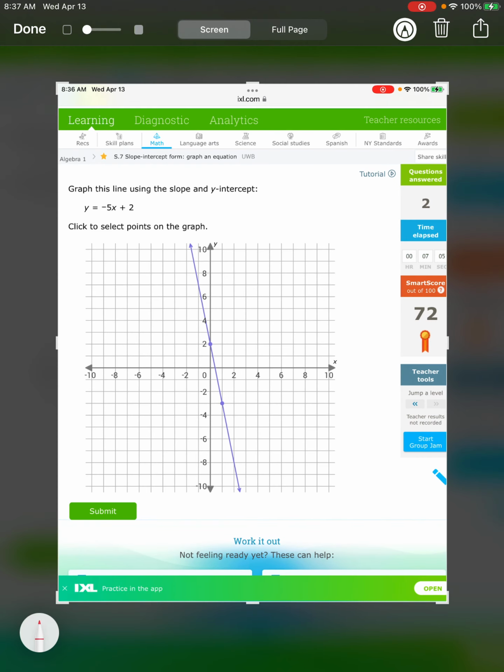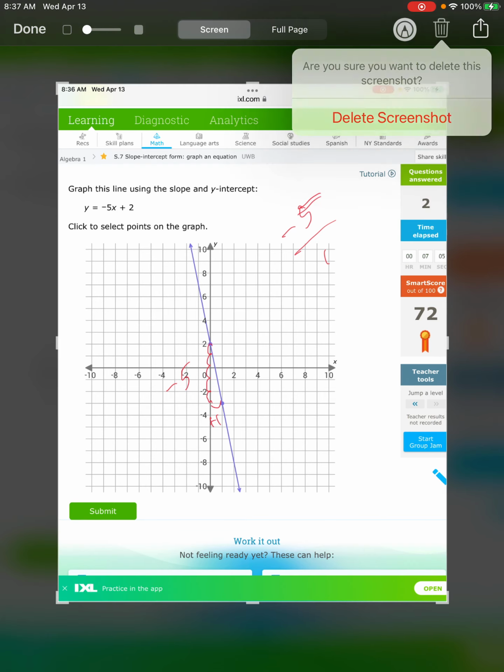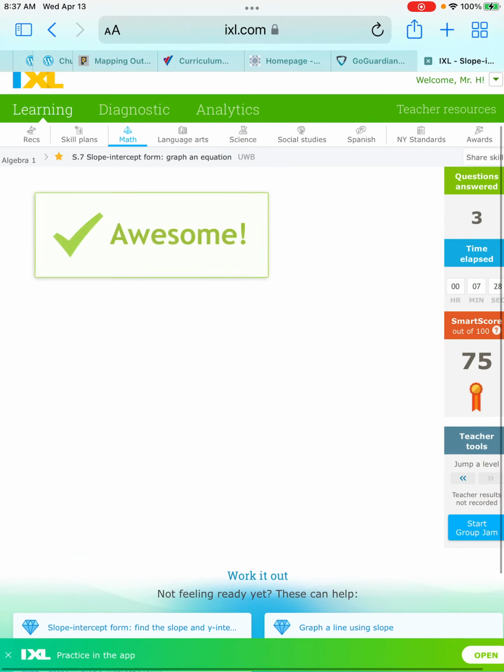Again, I want to make that more explicit, so I'll take a picture and I'll show you how I counted it. I started here, 1, 2, 3, 4, 5. I went down 5, and then I went over a plus 1, so that is the slope. A negative 5 can be written this way, so that's what you do. And then you just submit it, and that's it.